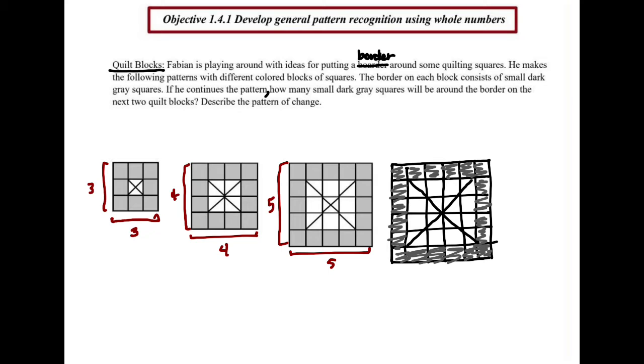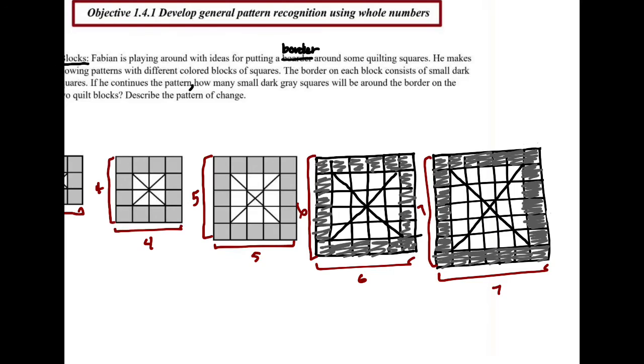Okay, so there's our next block. Seems to follow the pattern, and then the next one's going to be even bigger still, right? Okay, so this one is 6 by 6. 6 this way, 6 this way. Okay, I'm going to draw the next one and then come back. And there you have the next one. So it's a 7 by 7. The outside border is gray, and then there's the X through the middle.